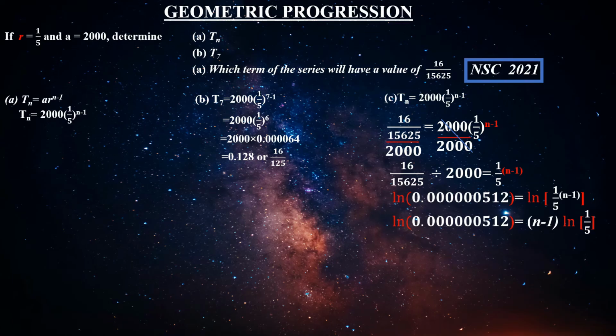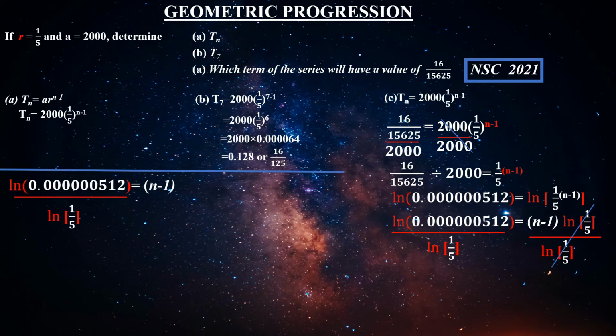So now we can simplify. We can simply divide both sides by ln 1 over 5, and make sure you include brackets, especially on logs. If we do that, I'm going to cancel right there: ln 1 over 5 is going to be cancelled by ln 1 over 5.